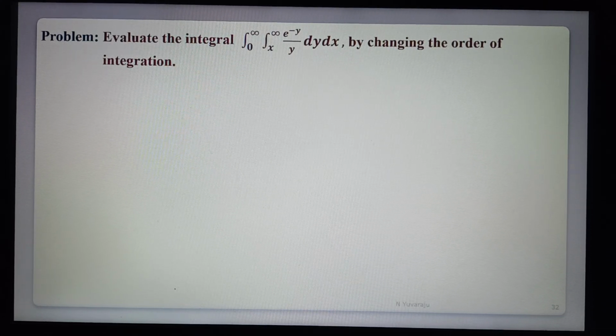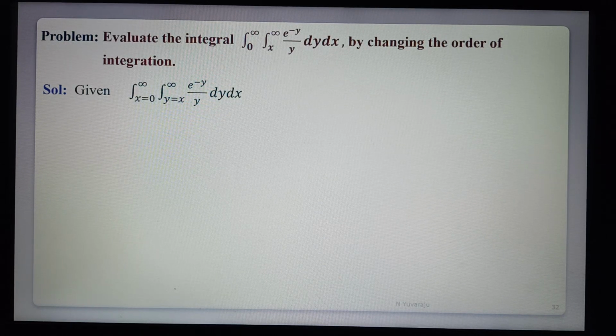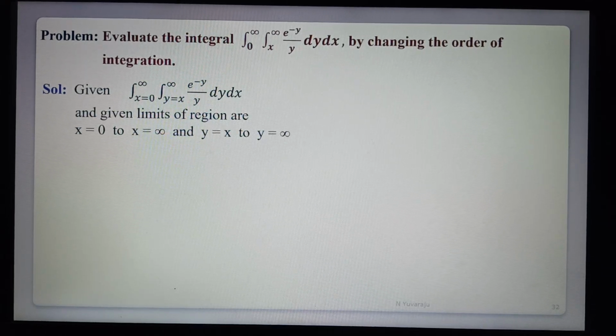See that? So given integration x is equal 0 to infinity, integration y is equal x to infinity of e power minus y by y into dy dx. And the y limits here are functions of x. So first integrate with respect to y, and the x limits are constant. That means the given region of integration is a vertical strip, because x limits are constant and y limits are functions of x. So the region of integration consists of a vertical strip. Okay, these are the given limits.